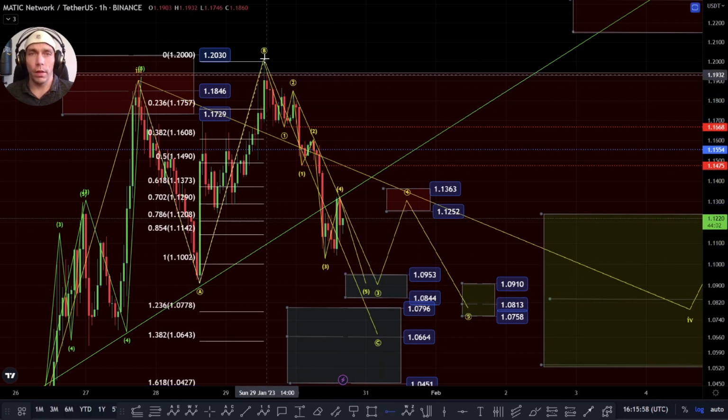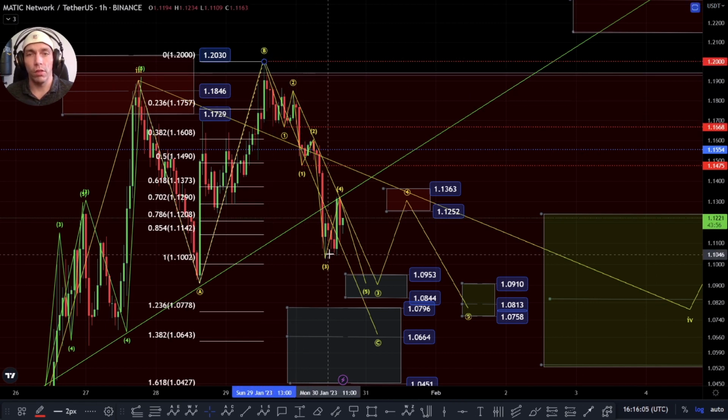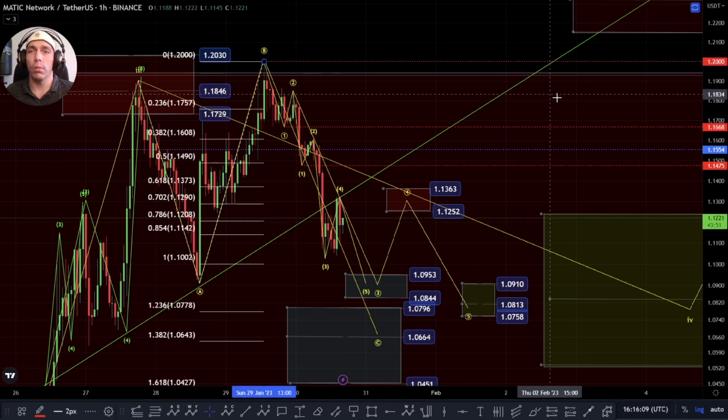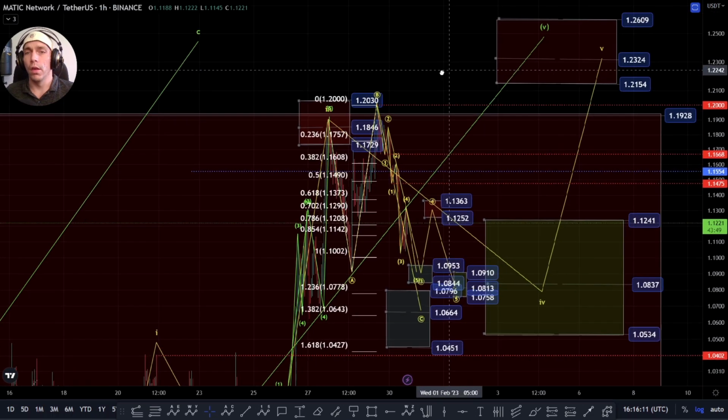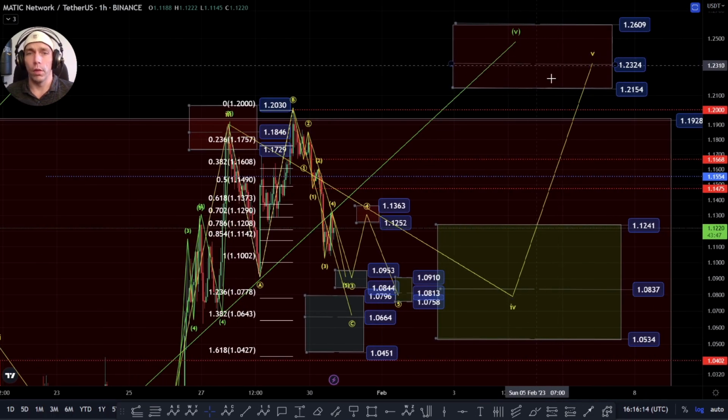$1.1475, it would invalidate this structure as we have it marked out here. It wouldn't invalidate five wave structure completely until we actually break back above this $1.20. If we break back above this $1.20 area, then we could argue that this is actually completed, and we would be looking for this move for this fifth wave to the upside.